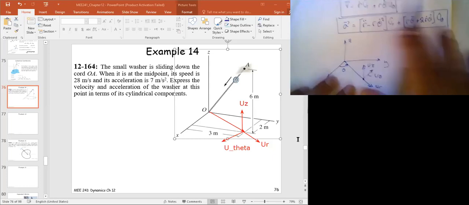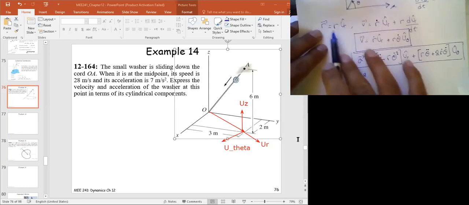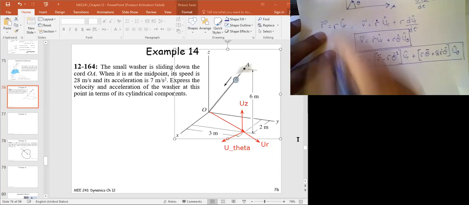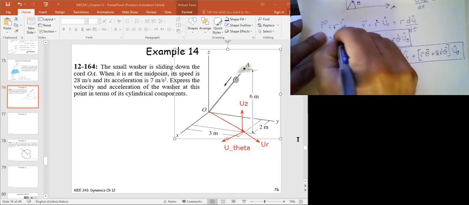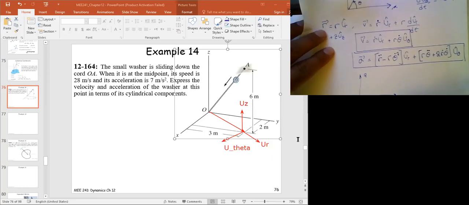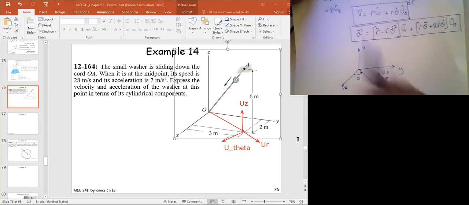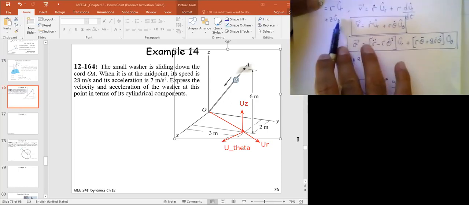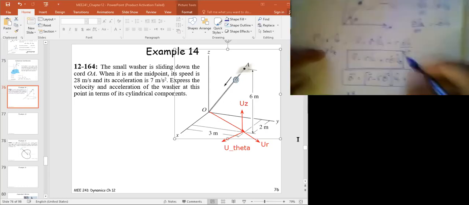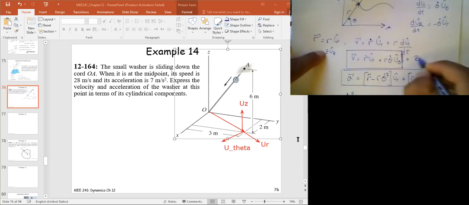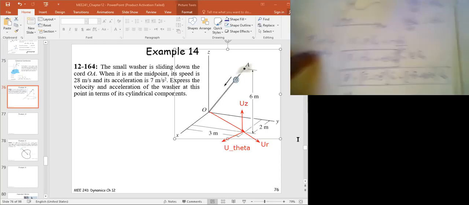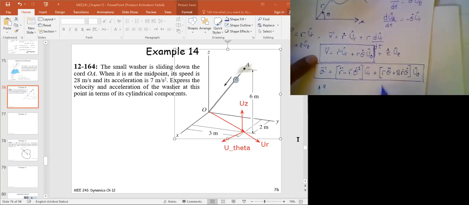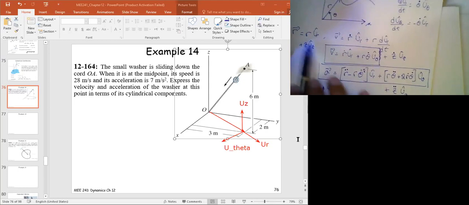So if I have R equal to R UR, I will simply add to it Z times UZ. Does it make sense? The vector is going to be R plus whatever value I have along the UZ. When I'm differentiating this, UZ is not changing direction. Only UR and U theta are changing direction. So I'm simply going to add to it Z prime UZ, and then Z double dot UZ. Why? Because UZ is not changing direction.